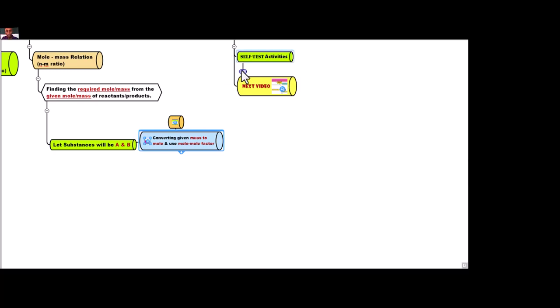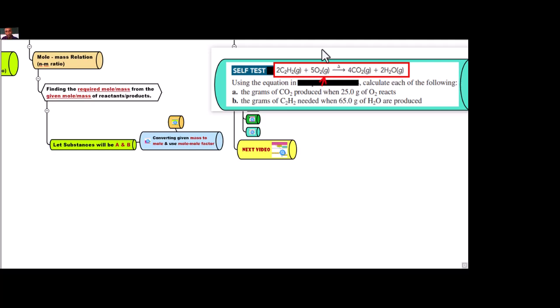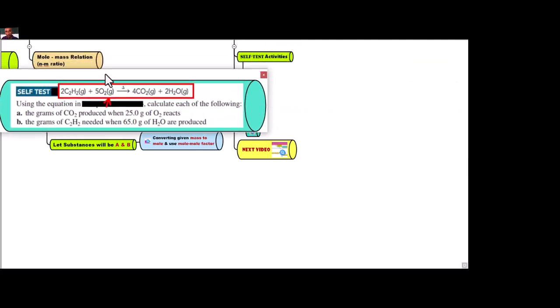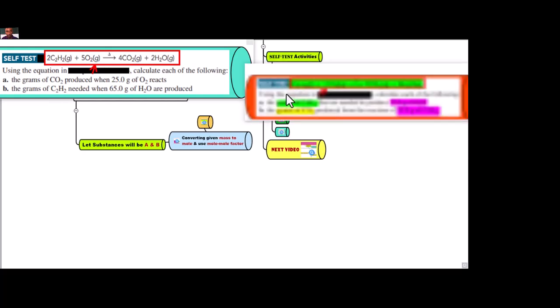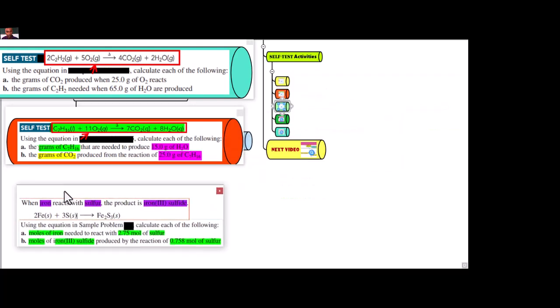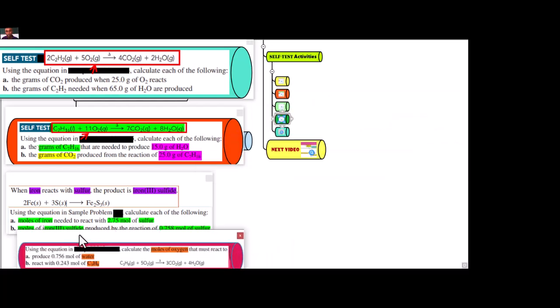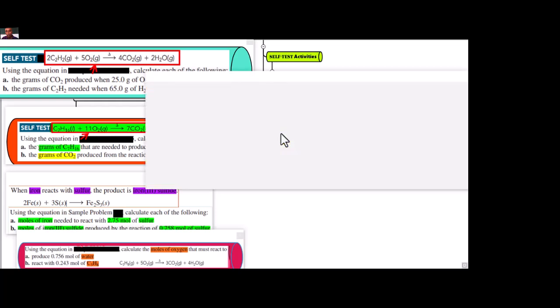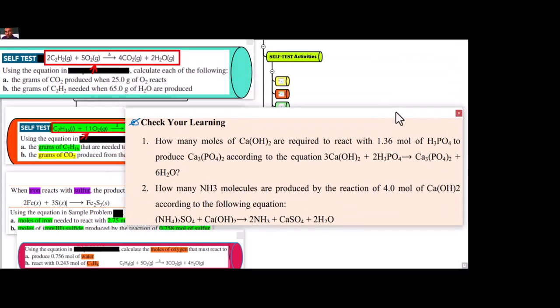Finally, you have some activities to do. The first activity is this one. Do this one by yourself. The second activity is this one, then the third activity, and the fourth activity. And finally, in the fifth activity, you have these problems. You can pause this and calculate by yourself.